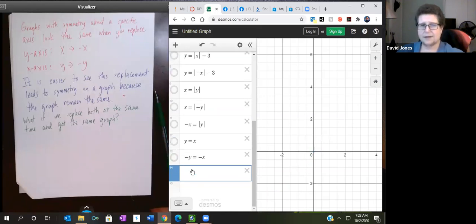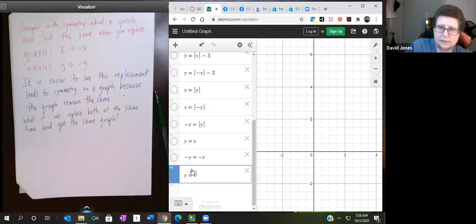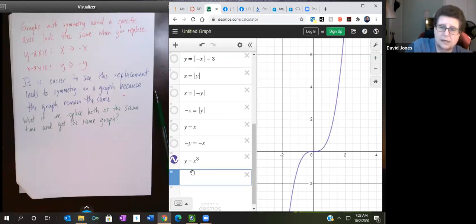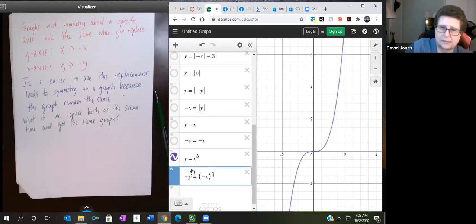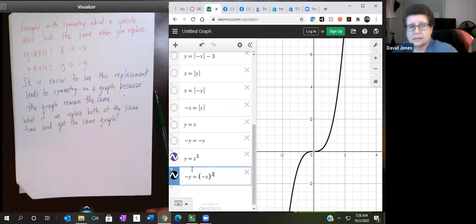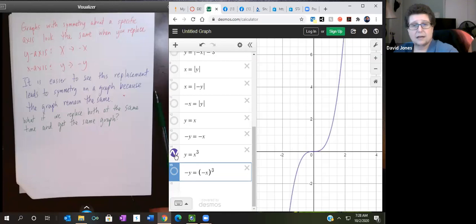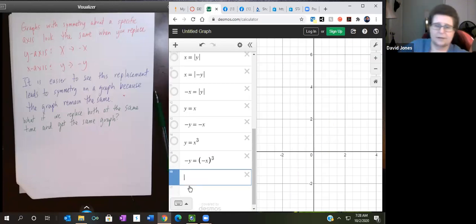Let's do it with some other ones. y equals x cubed. And negative y equals negative x cubed. Do that here. Same graph. Let's kick it up a notch. It should work.